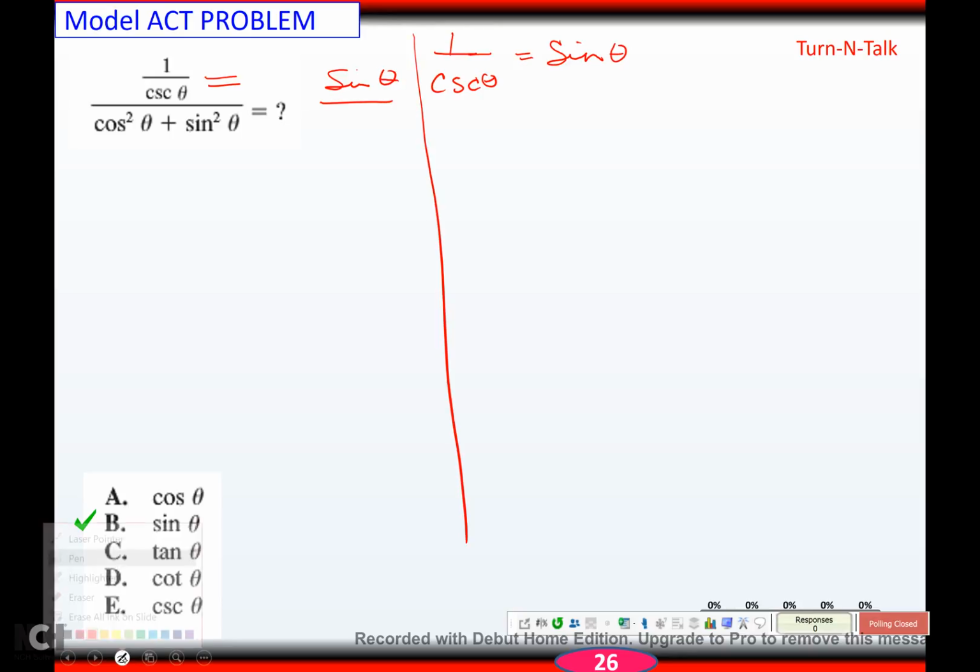On bottom, you should recognize the most famous Pythagorean identity of all. Cosine squared theta plus sine squared theta always equals 1. So we have sine theta over 1, which is just sine theta.